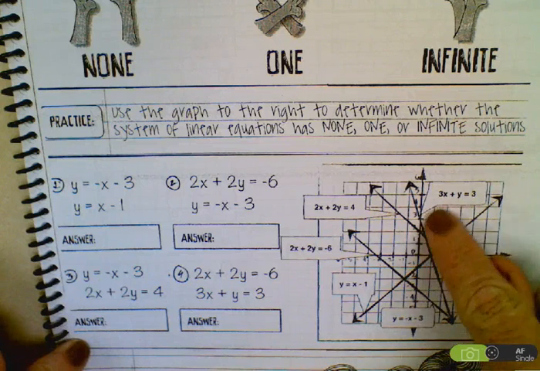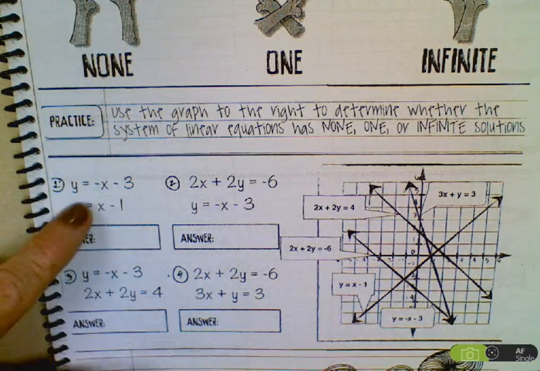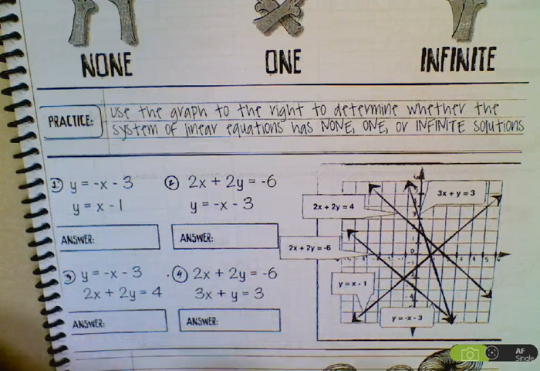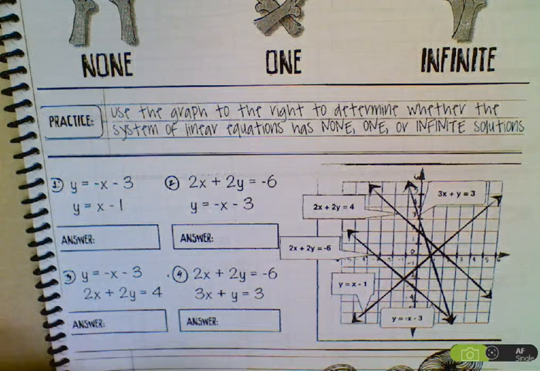And this line is 3x plus y equals 3. So they're all just functions. They all have names. All fine. So now we're going to look at each pair one by one and see how many times they cross. Remember, our options are none, one time, or infinite times if they're actually the same line.